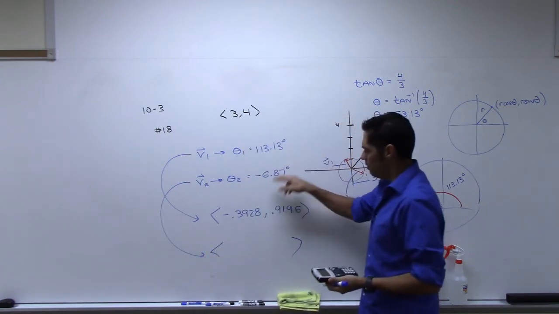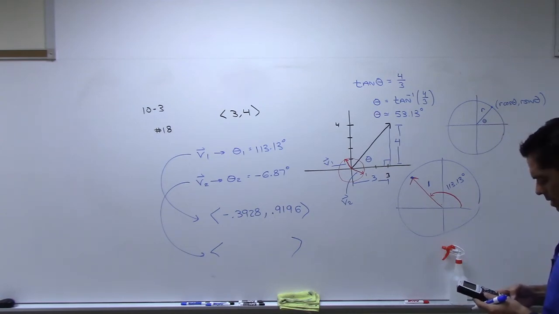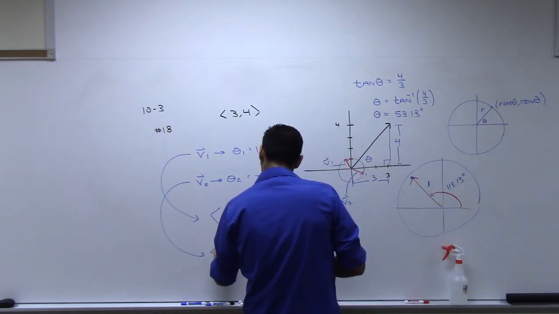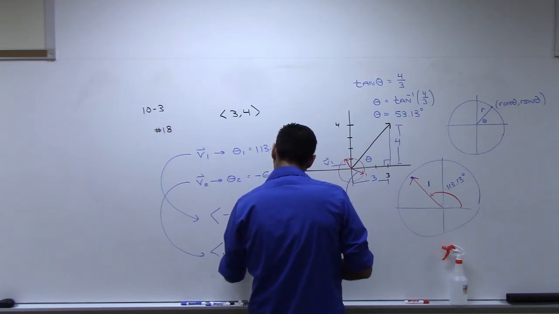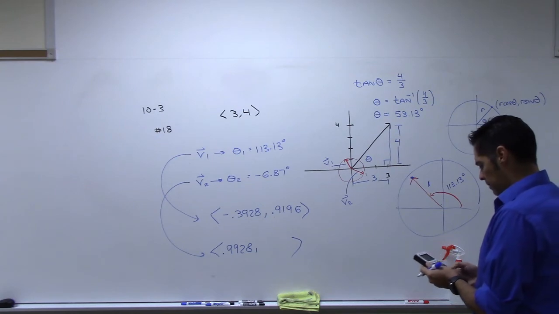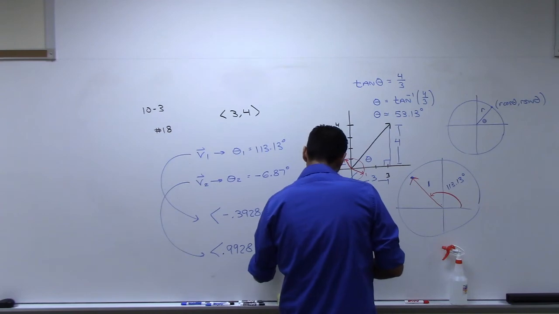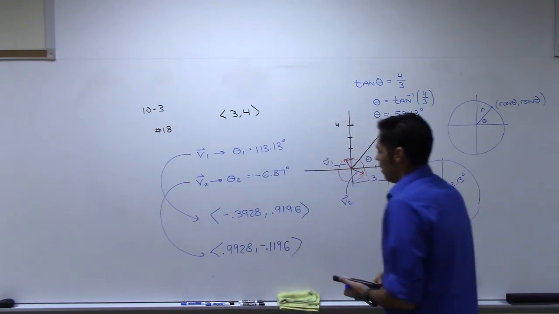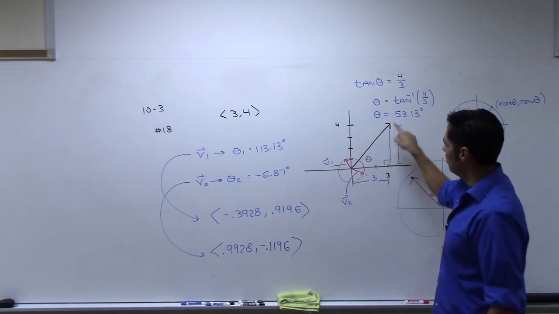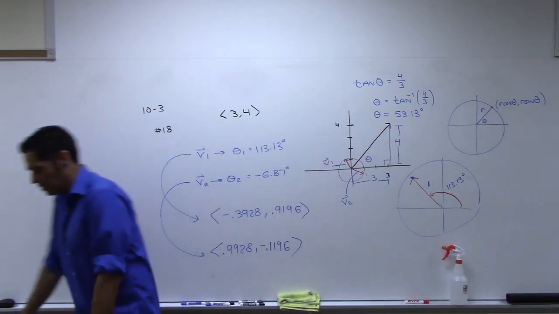To get V2, I'm going to do the exact same thing, but instead of using 113.13, I'm going to use negative 6.87. Cosine of negative 6.87 is going to give me 0.9928, and then sine of negative 6.87 gives me negative 0.1196. So these are the two vectors that form an angle of 60 degrees with this given vector and have a length of 1. So that's definitely the easier way to go about that problem.